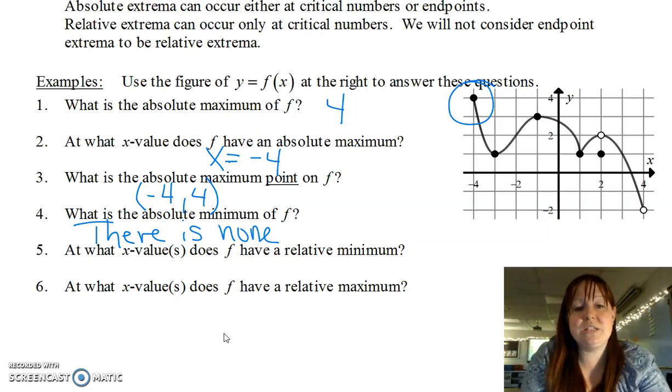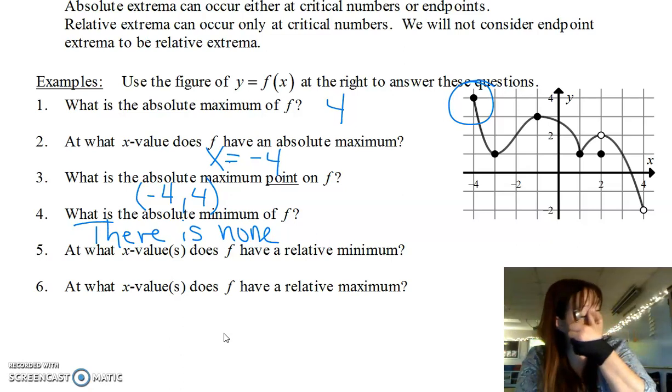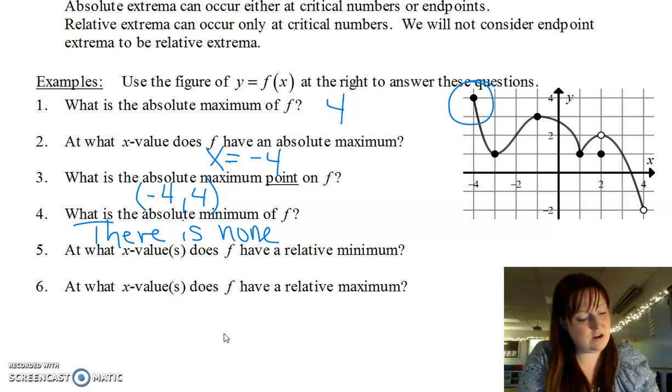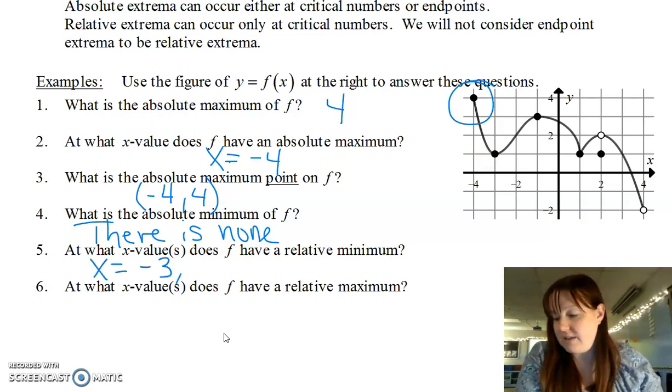At what x values does f have a relative minimum? When we talk about relative minimum, we look at all of the critical points. We look at anywhere where the derivative, or the slope of the tangent line, is equal to 0 or undefined. Well, we have that here at x equals -3. We're looking at just minimums, so the next spot would be at x equals 1.